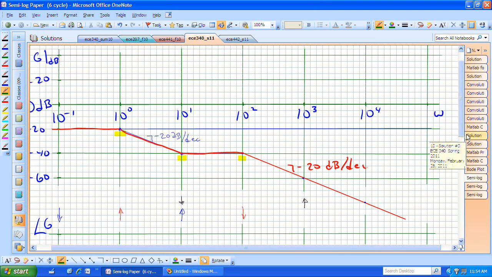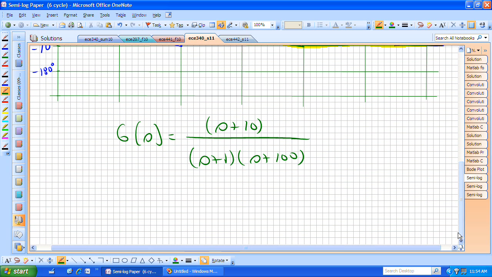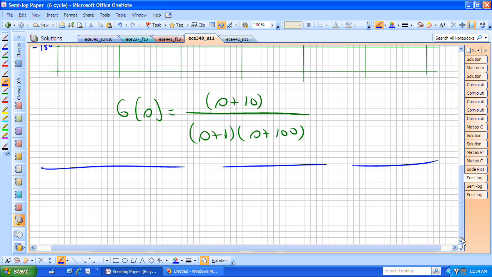And our magnitude plot begins at minus 20, goes down, then goes flat, and finally goes down at minus 20 dB per decade for all frequencies beyond 100. That's the Bode plot for this nominal system. What if we wanted to ask some more questions, or maybe we weren't happy with what that frequency response looked like? Or what if we wanted to change or modify this transfer function?